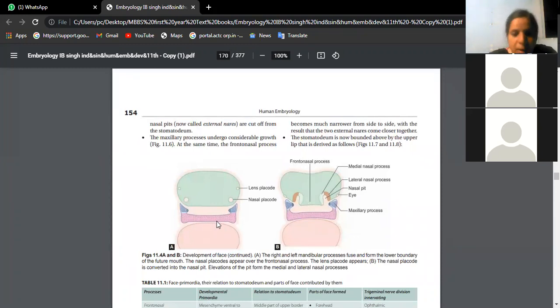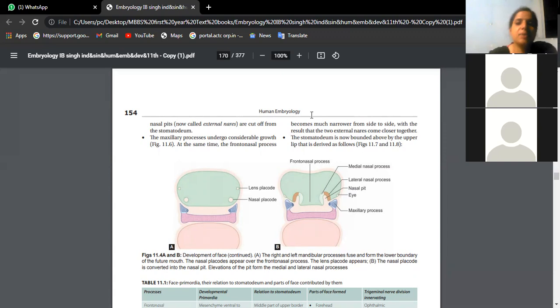Niharika? Yes, ma'am. If you understand, then this is the maxillary process. Then this is the frontonasal process, I said, right? Yes, ma'am. In this frontonasal process, we have two things which are supposed to develop in future. One is the lens placode, which will form the future eye. The other is the nasal placode, which forms the future nose. Then see here, in the frontonasal process the nasal placode area is folding. The eye area has moved very much to the corner.